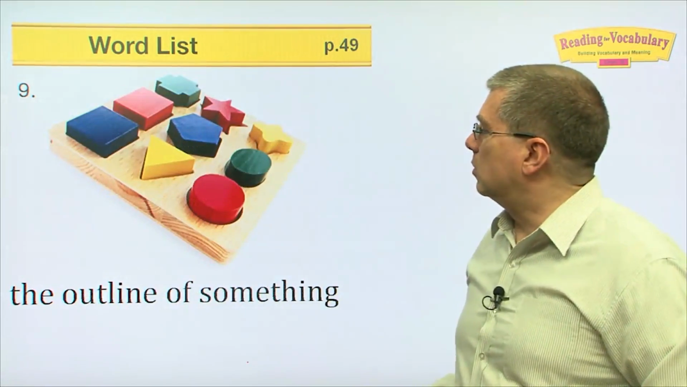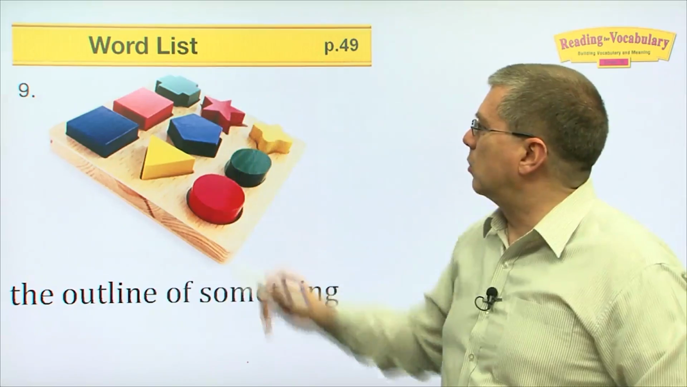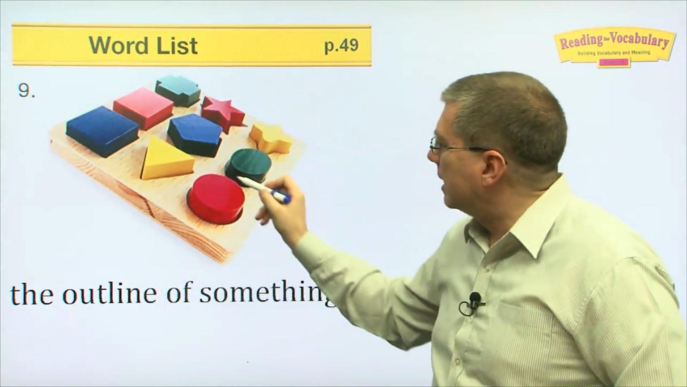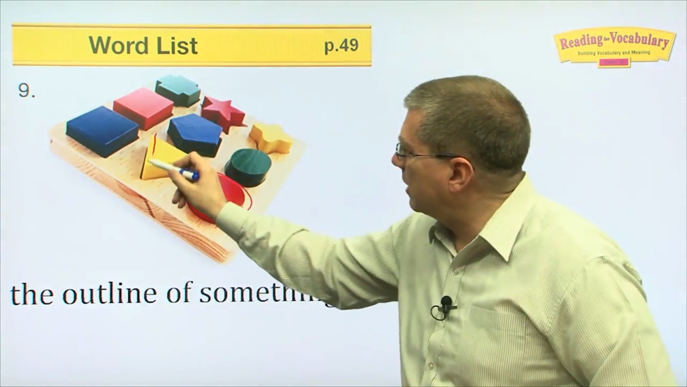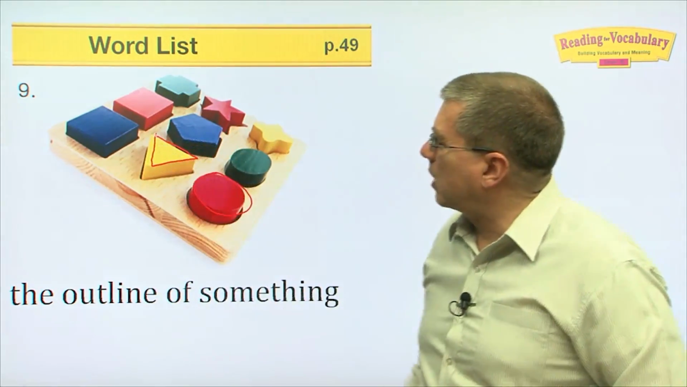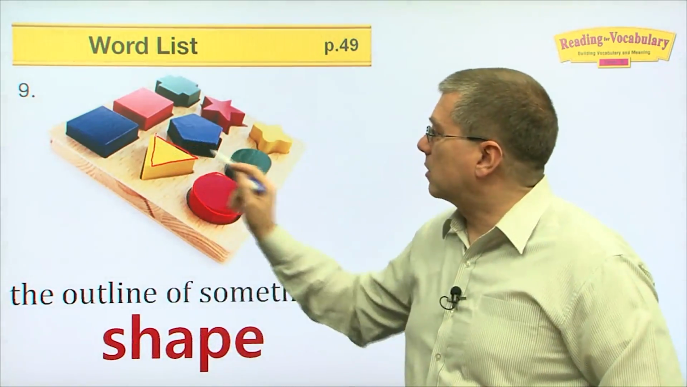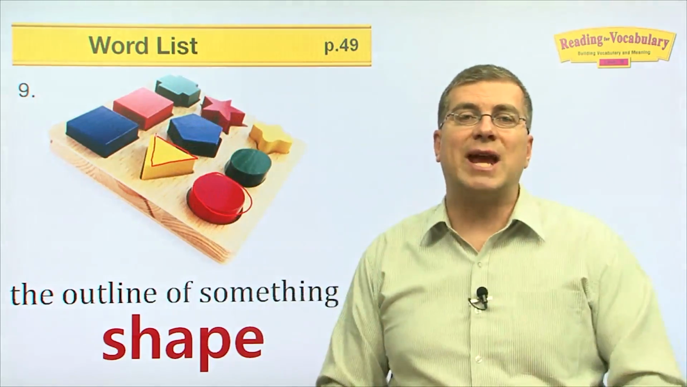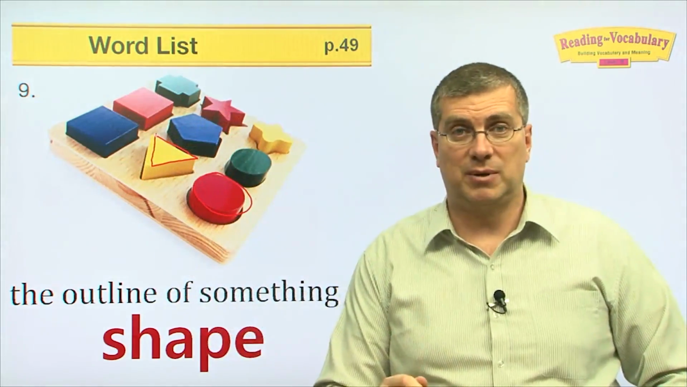Number 9. Wow, this is pretty cool. Do you have one of these? It's like a puzzle board, right? There are many different what? The outline of something. Here we have an outline. What is that? And we have a different outline. These, of course, are different shapes, okay? This is a circle, a triangle, a square. Those are different shapes, okay? So the outline of something is its shape.